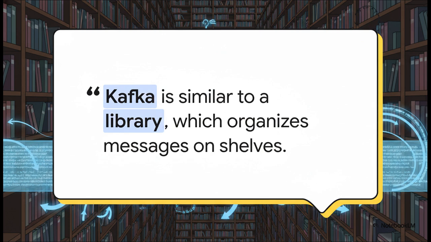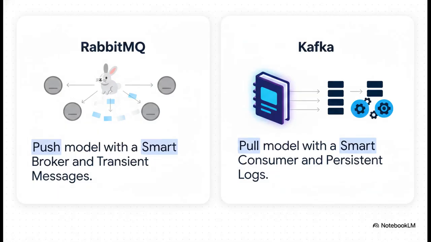Instead of routing and then deleting messages once they're read, Kafka just appends events to the end of a massive log file. It offers infinite retention, which means your consumers can literally go back in time and replay historical events whenever they want to. So the crucial point here is understanding this high-contrast architectural binary.